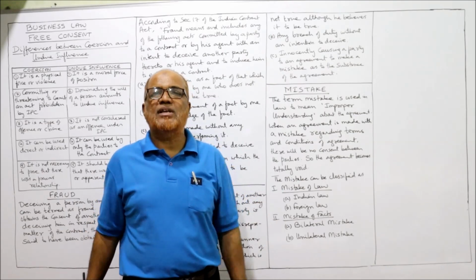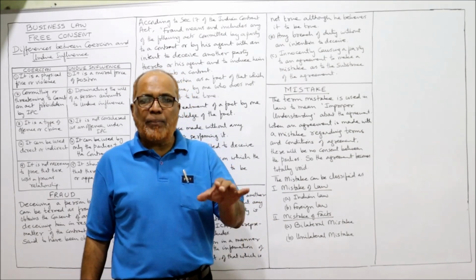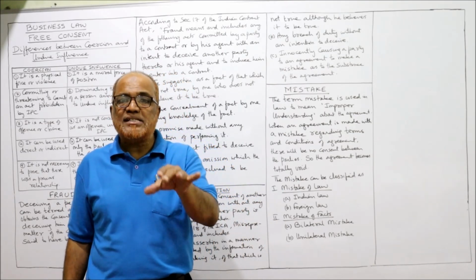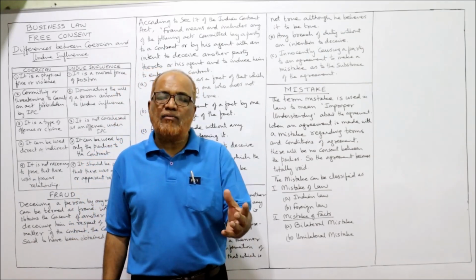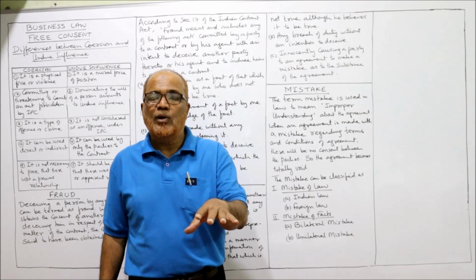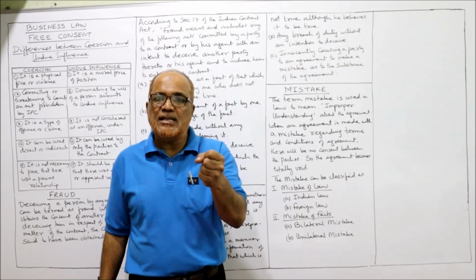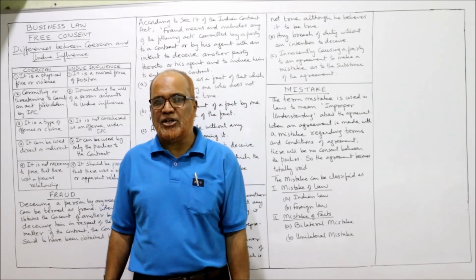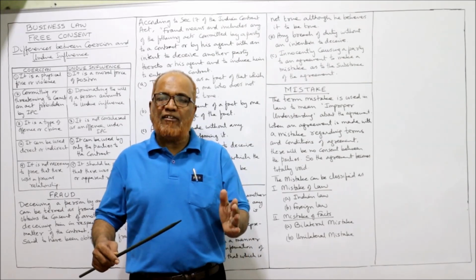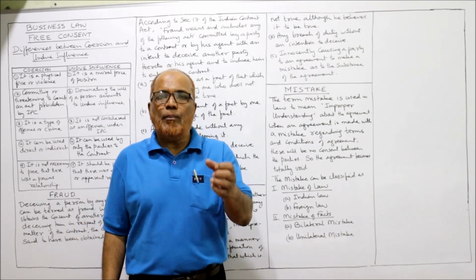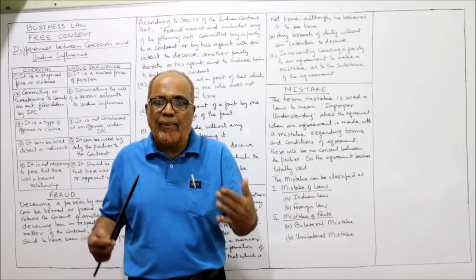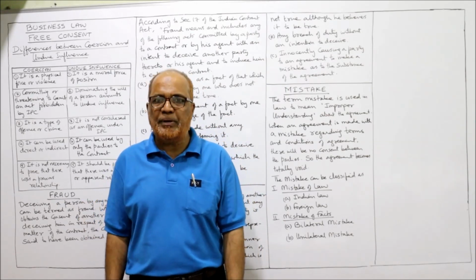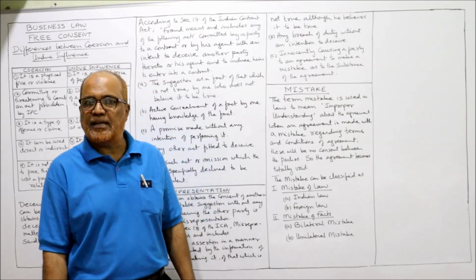Now what will happen if there is a misrepresentation? The person who was misrepresented can avoid the contract. The contract will become voidable at the option of the party whose consent is taken by misrepresentation. Example, A has misrepresented B. Now B has the power to avoid the contract. It is a voidable contract in the hands of B on account of misrepresentation.